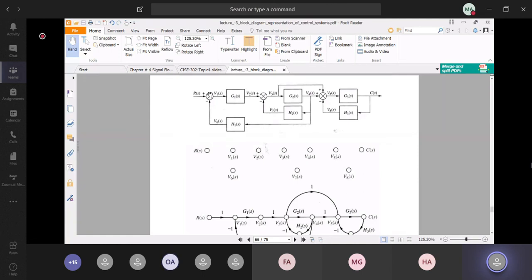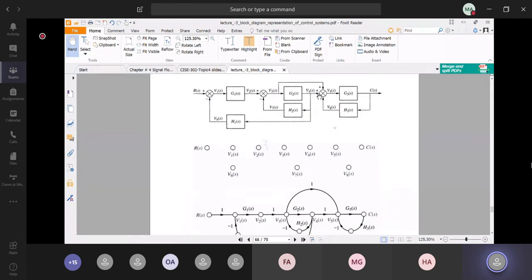Here you can use your pencil to represent this as a node, and this as a node, and this a node, and this a node. The first thing we take is the forward path. After that, give numbers. So here I have number 1, number 2, number 3, number 4, number 5, number 6, number 7.